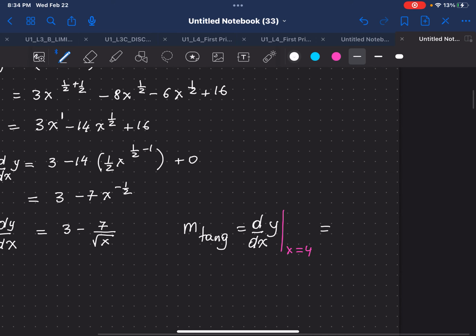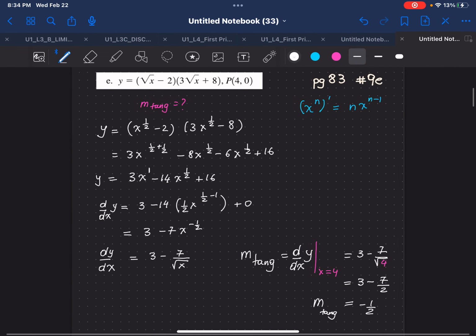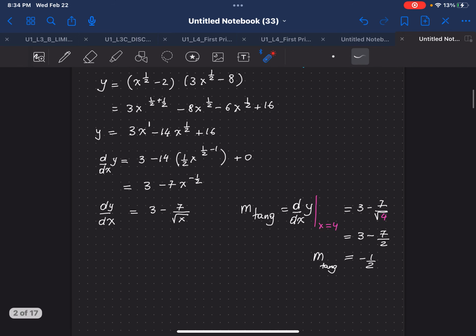And we're going to say that this would be 3 minus 7 divided by the square root of 4. Obviously you can use a calculator for speed, but this is an easy division to perform. So minus 7 over 2. So that means 3 minus 3.5, that's negative 0.5, or negative 1 over 2. So therefore, we're going to say that the slope of the tangent drawn at x equals 4, y equals 0, so at point P, would be equal to negative 1 over 2.